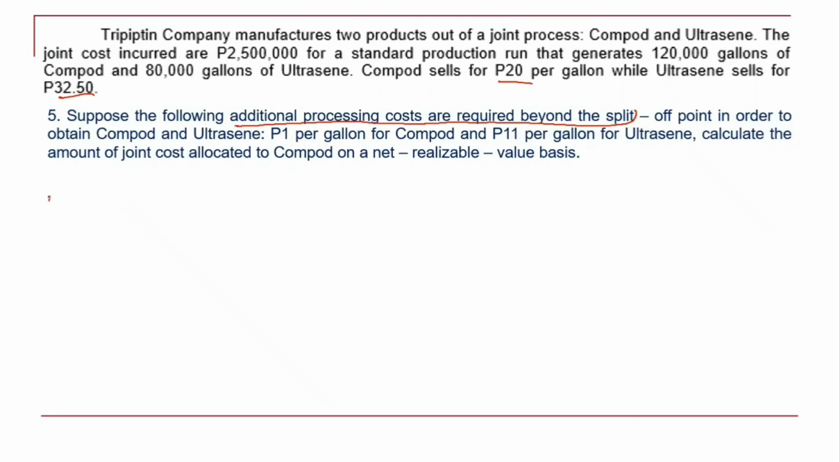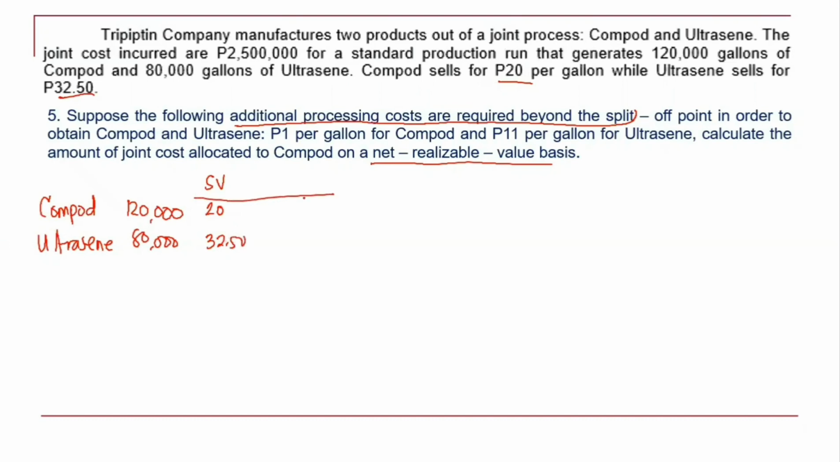So ang gagawin po natin, so we have Compod and Ultrasin. So 120,000 and 80,000. Ang gamit po natin ay NRV. So ibig sabihin, final sales value minus the additional processing cost. So ang sales value po natin ay 20 and 32.5. Yung kanina pong sagot, it's 2.4 million and 2.6 million. Okay, hindi naman siya yung basis natin kahit di na natin i-total. We need the additional processing cost.